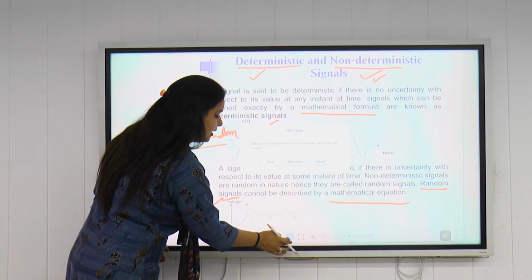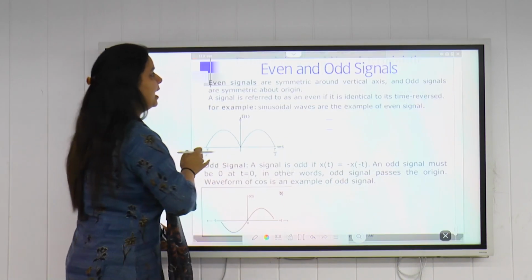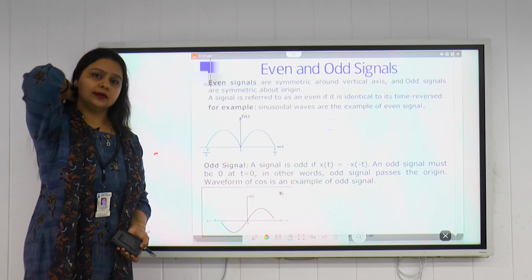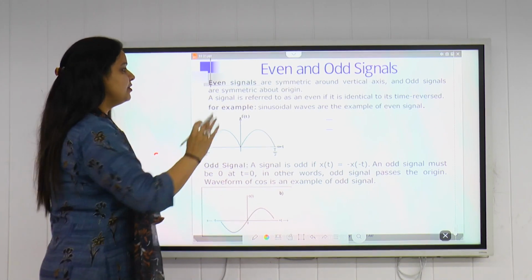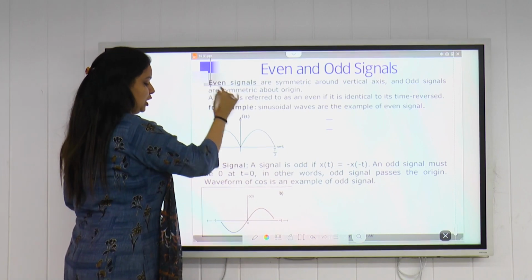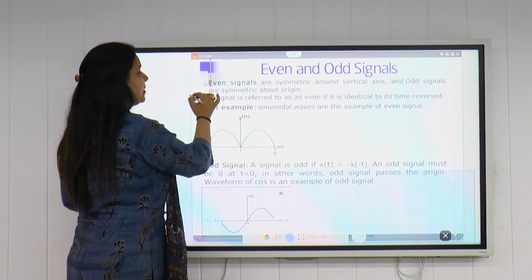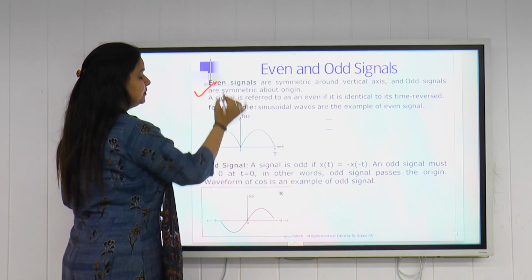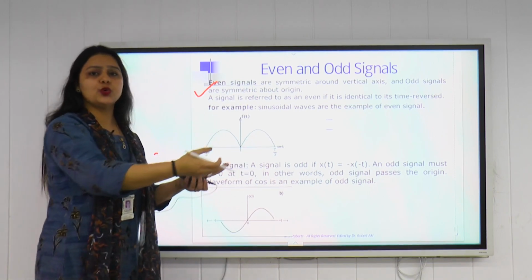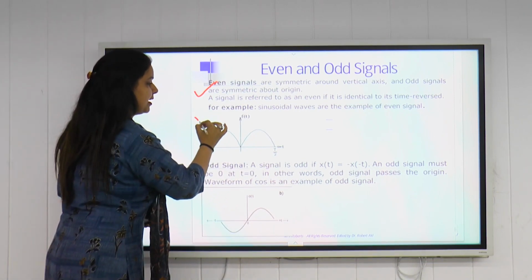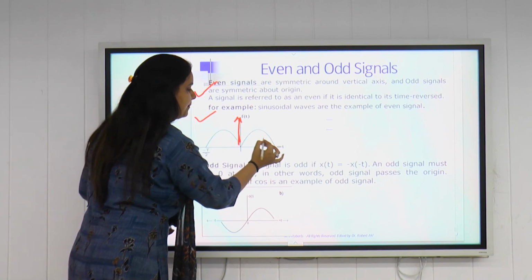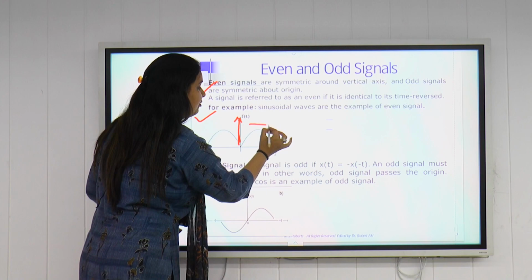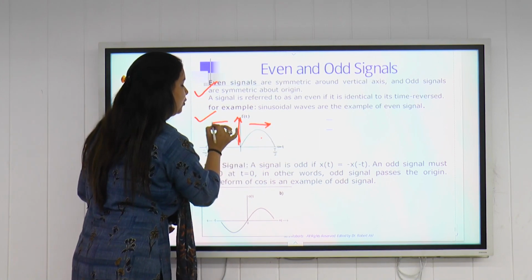So coming for the next one, we have even and odd signals. Even signal, we know what we mean by the even signal, right? Even signals are symmetric in nature. They are symmetric about the axis, you can say. We can see this diagram. This signal is basically an even signal. This is an example of an even signal because there is symmetry in the left side and the right side both.